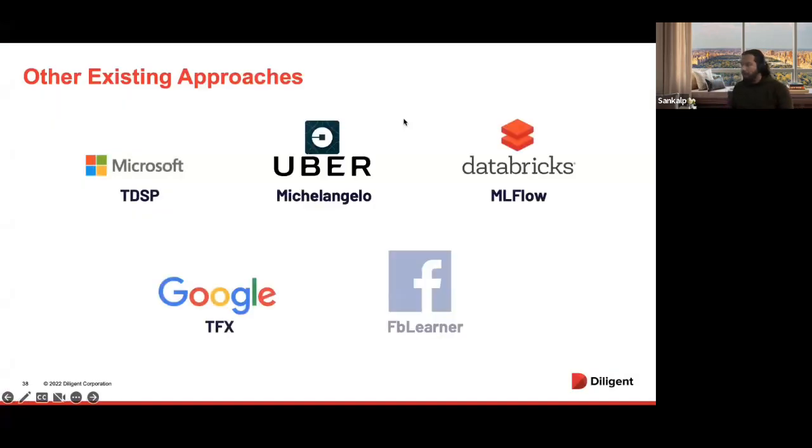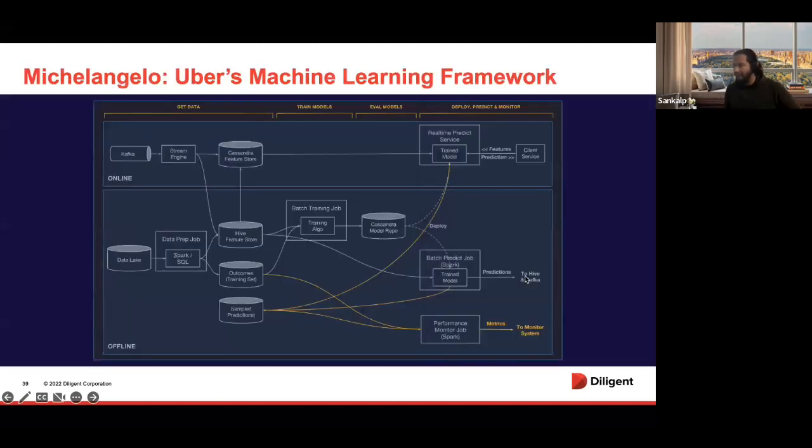There are several platforms such as Microsoft Team Data Science Process, or TDSP, MLflow, TFX from Google, or FBLearner from Facebook. And all of these provide platform support to manage their ML development pipelines, right? All of these are really great tools that tackle most of the challenges within the ML development process. However, most of these tools are also very specific to the teams and the development workflow that each of these companies follow, right? An example for that would be Uber's machine learning platform, which they call Michelangelo, right?